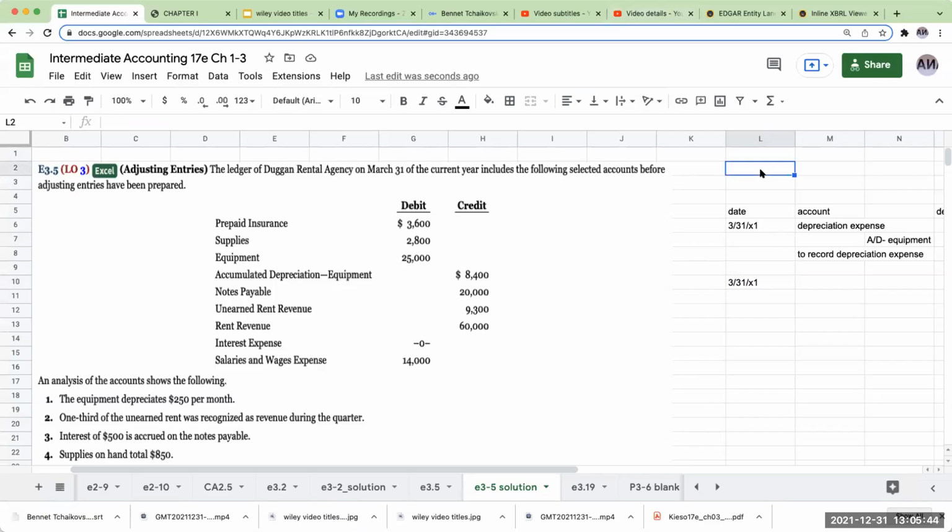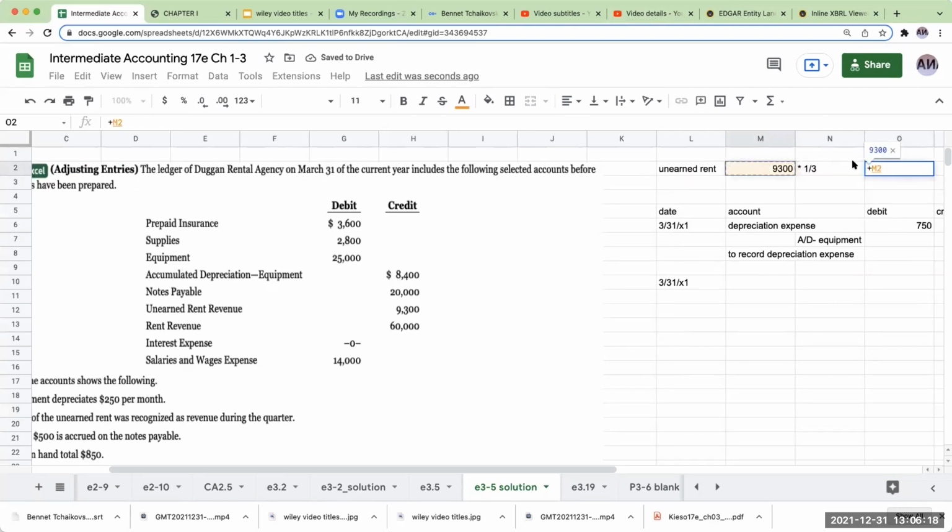Okay, so what this says is that 1/3 of the unearned rent should be recognized as revenue during the quarter. It's not "was recognized," but "should be recognized." So if my unearned rent is 9,300, and it's 1/3, I'm going to multiply that by 1/3. If I take 9,300 divided by 3, I'm going to get 3,100. Okay, so what do I do here?